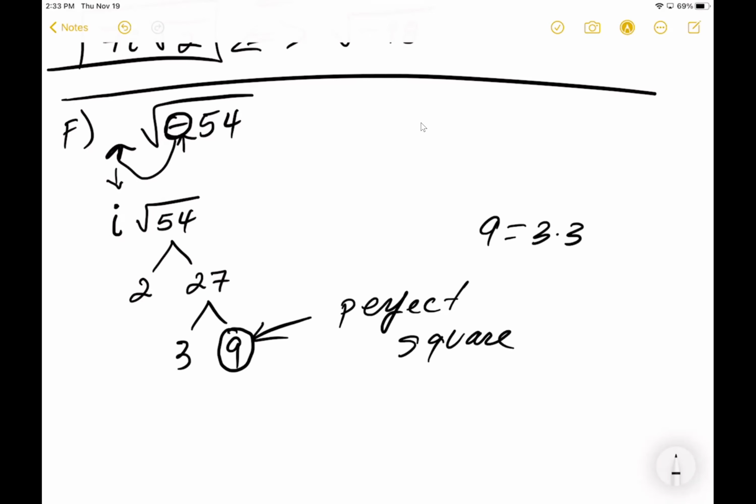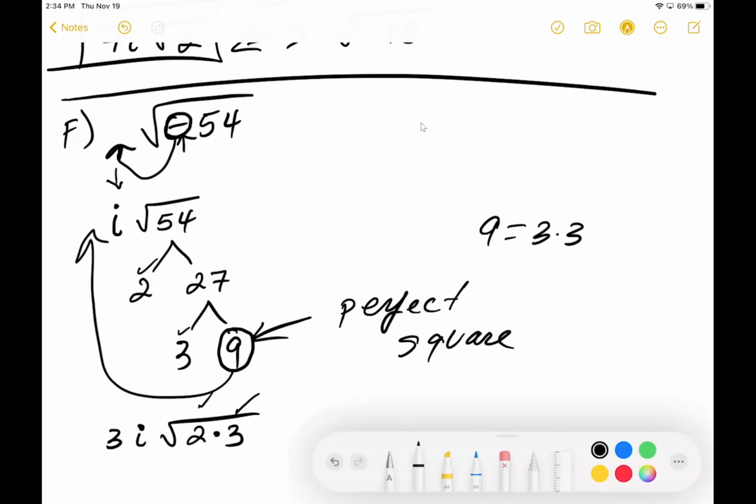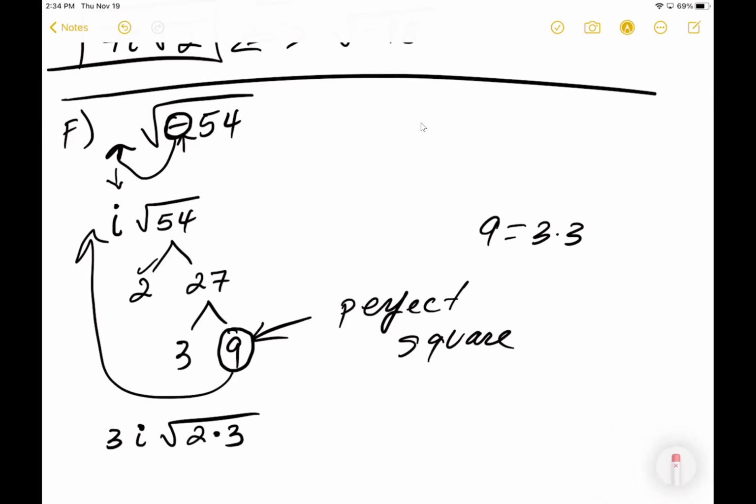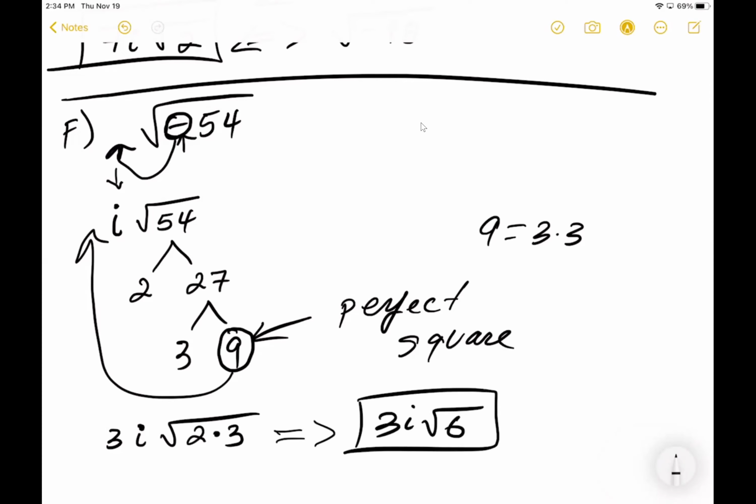So if you see that the 9 is a perfect square, what can you bring to the outside? This 9 is a perfect square, so I can bring out a 3. And there is the leftover. What is my leftover? My leftover is a 2. I have a 2 here and a 3 here. So what is 2 times 3 on the inside? 2 times 3 on the inside will give me 3i square root of 6, because 2 times 3 is 6.